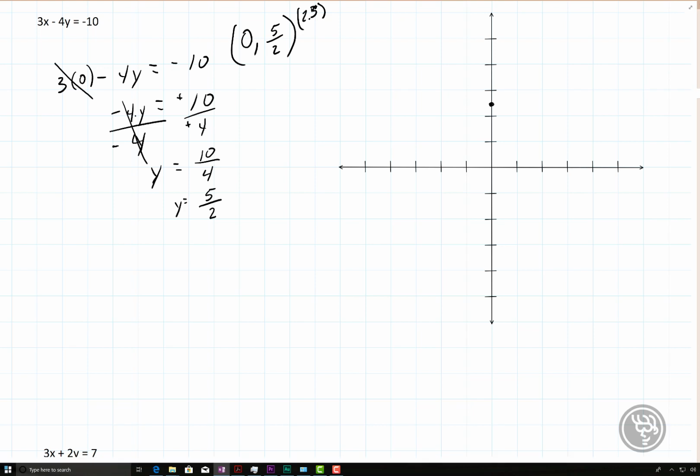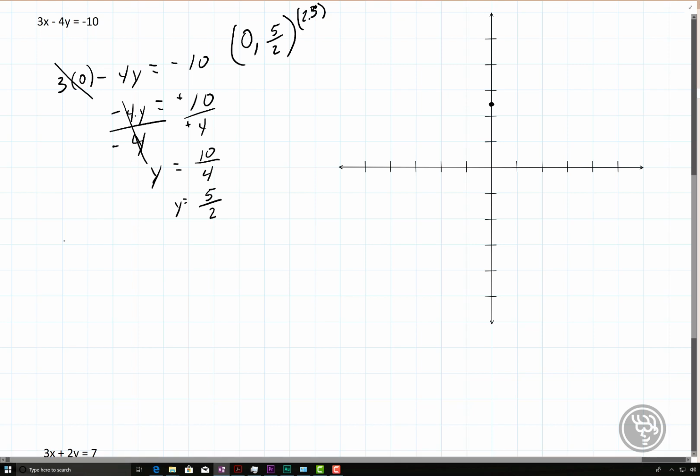So for the x-axis, the y is going to be 0. So we're now going to say 3x minus 4 times 0 is equal to minus 10. Well, this is going to go away, and then you're just left with 3x is equal to minus 10. We're going to divide by 3. This time there's no negative here on this side, so there's no need to divide by a negative.